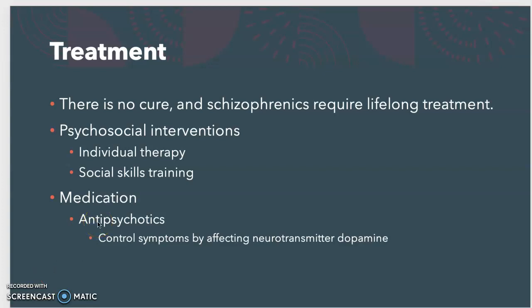Medication is the biggest treatment method for schizophrenics. Antipsychotics control symptoms by affecting the neurotransmitter dopamine, because as we said before, dopamine is linked to the development of schizophrenia. The most common antipsychotics are haloperidol, fluphenazine, and chlorpromazine.